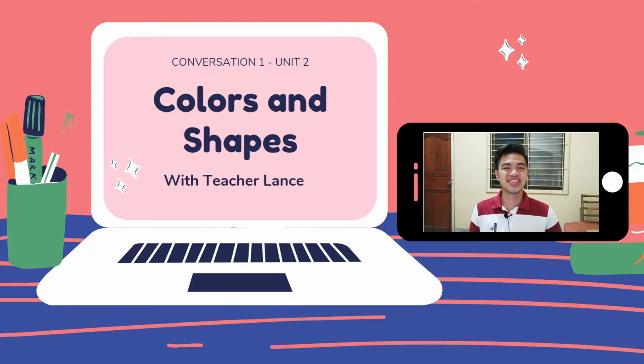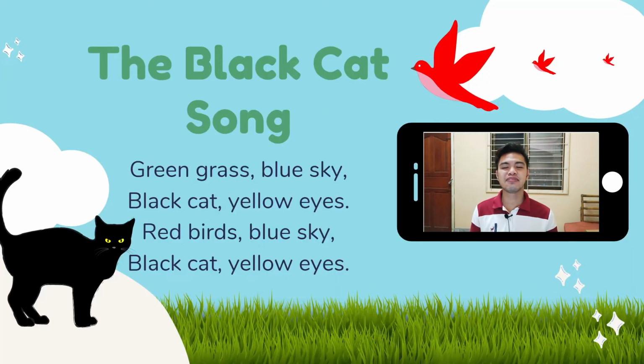semester. Today, we are going to study colors and shapes, so this will just be a continuation of your conversation class, Unit 2. Okay, so to begin this class, we are going to sing a song first. The song is entitled The Black Cat Song. So let's go and listen to the Let's Go Kids as they sing this song. And also you can sing with them.